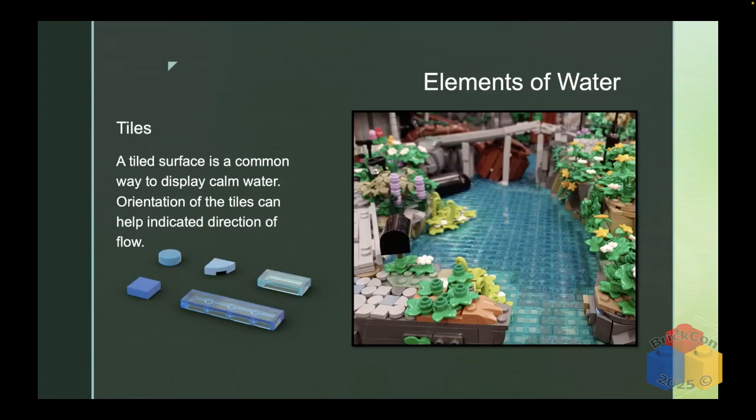Then there's tiling. Tiled surfaces are a common way to display water. Your orientation of your tiles can also lead to whether you want calm water. If you have them all in the same direction, it often will signify flowing water. So tiling is another way of getting more effects.